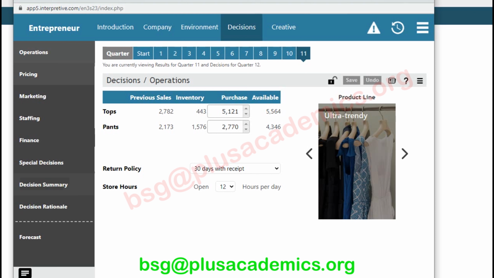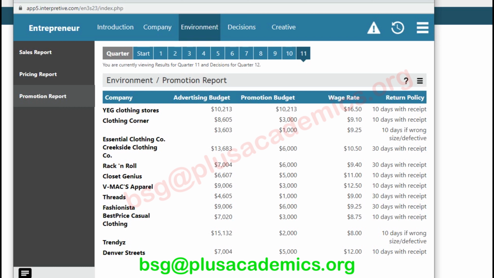So inventory management has been quite a challenge for this company all through. Let's go back to operations. There are so many reasons why we are having 5,121 as the purchase for tops and 2,770 for pants. Let's go to marketing and you can see the changes that we have made so that we manage to increase the projection. Usually throughout the game, you could see that we are having like 15,000 when it comes to advertisement and 2,000 when it comes to promotion.